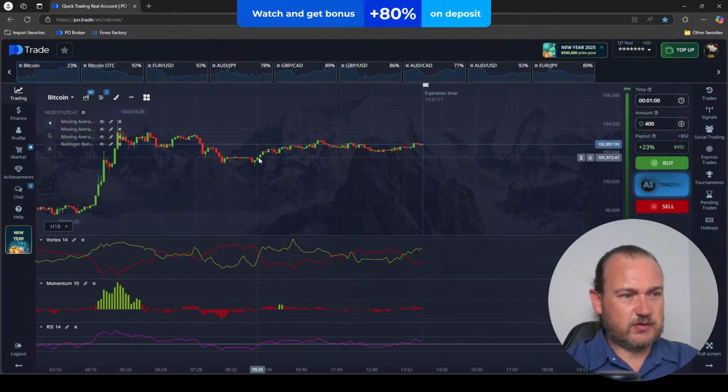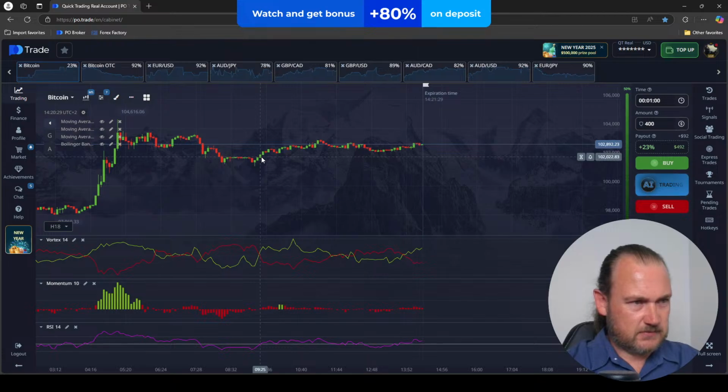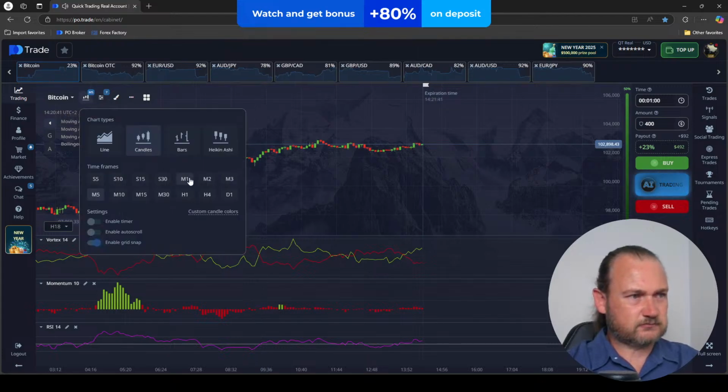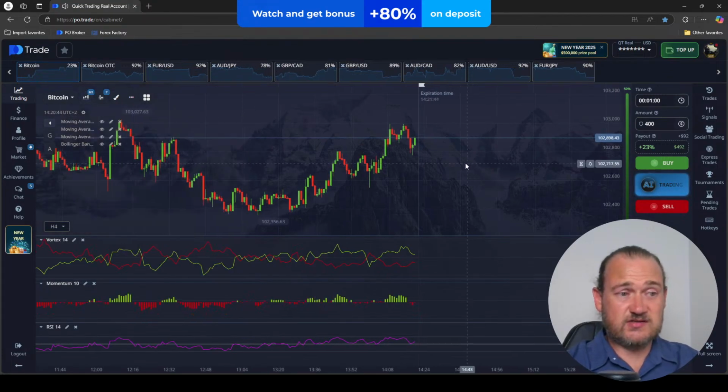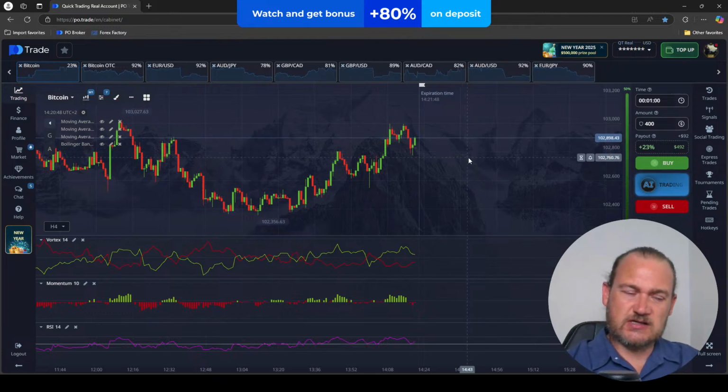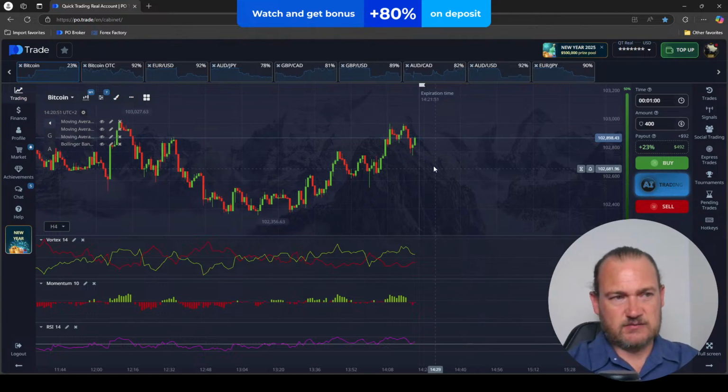We can see this beautiful buy here, where the Vortex crossed over. At the same time, my RSI went bullish, and we saw an increase in momentum. We could have had a buy opportunity there, but this would have been for like half an hour or an hour maybe, because this is a 5-minute chart. I usually use this on 1 minute. I actually use this on 10-second charts as well. If I use it on 10 seconds, I'll do 1-minute trades, and if I use it on a 1-minute chart, I'll do 5-minute expiries.